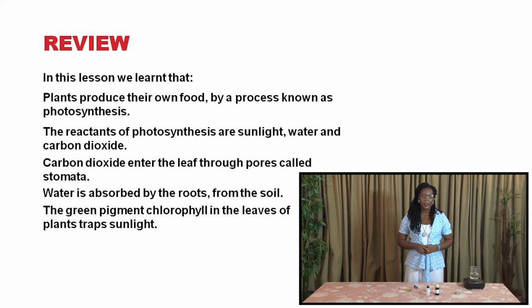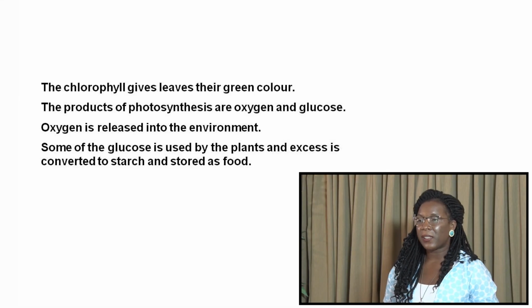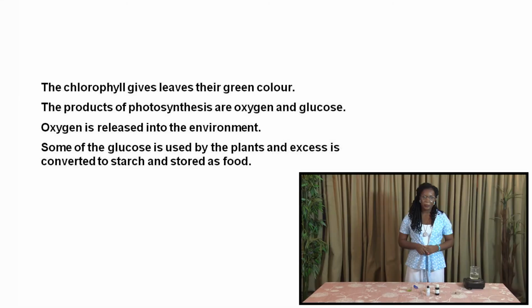The reactants of photosynthesis are sunlight, water, and carbon dioxide. Carbon dioxide enters the leaf through pores called stomata. Water is absorbed by the roots from the soil. The green pigment chlorophyll in the leaves of plants traps sunlight. The chlorophyll gives leaves their green color.